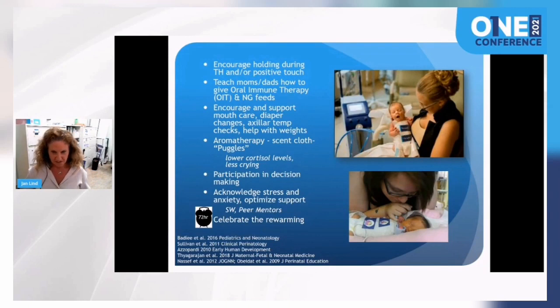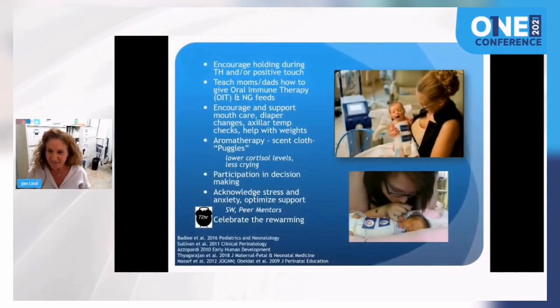Parents need to feel part of a team, and with information, knowledge, and guidance, they can be involved in decision making and advocate for their child. Mums can feel both physically and emotionally traumatized. We know that depressed mothers have an impact on the long-term development of the child. So it's so important to acknowledge the stress and anxiety and optimize support. Social work referral and early screening for postpartum depression and PTSD is important for these families.